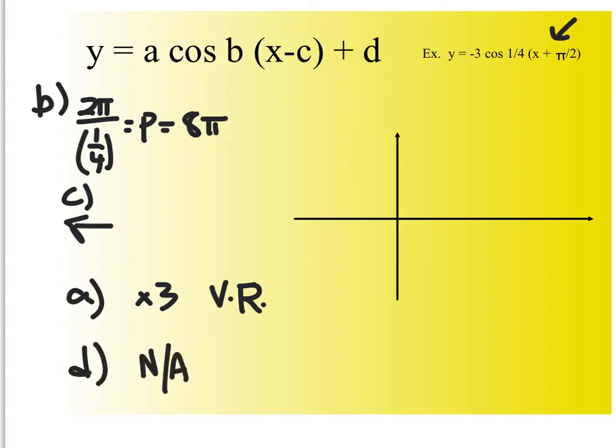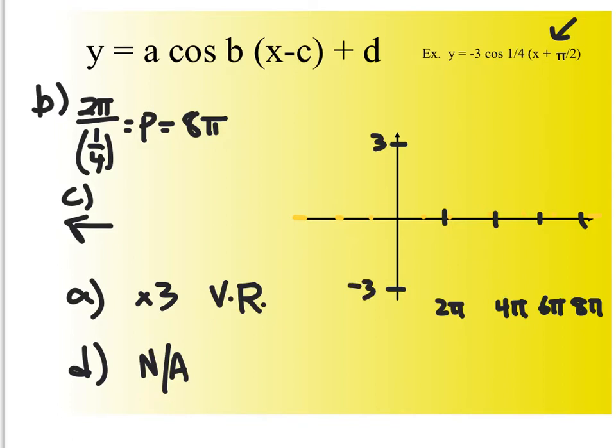So let's see if I can sketch this out. My baseline is going to stay at 0. It looks like my period is going to be stretched out to 8 pi units. So I'm going to go here. This will be 8 pi units. That'll be 4 pi units. This will be 2 pi units. This will be 6 pi units. Okay? Now cosine, right? Instead of 1 and negative 1, I'm going to have 3 and negative 3.